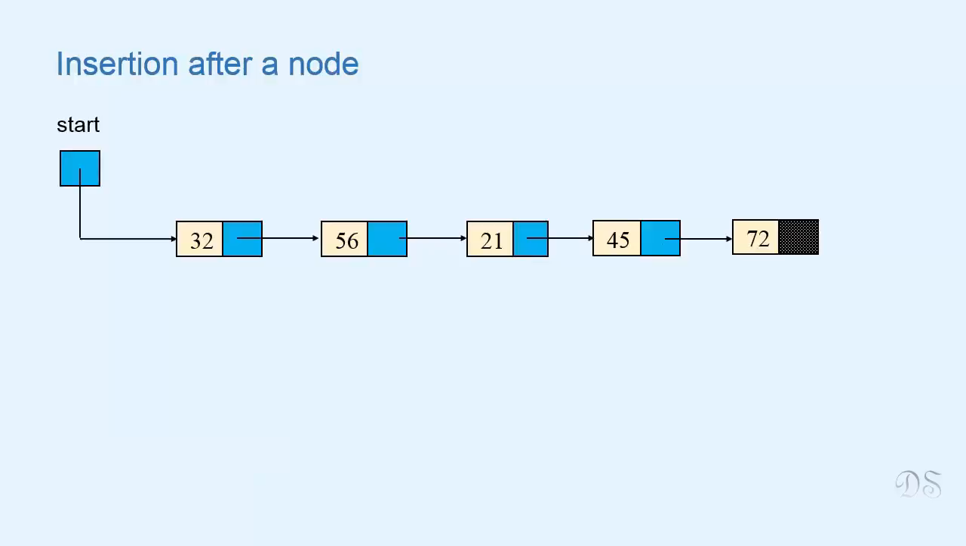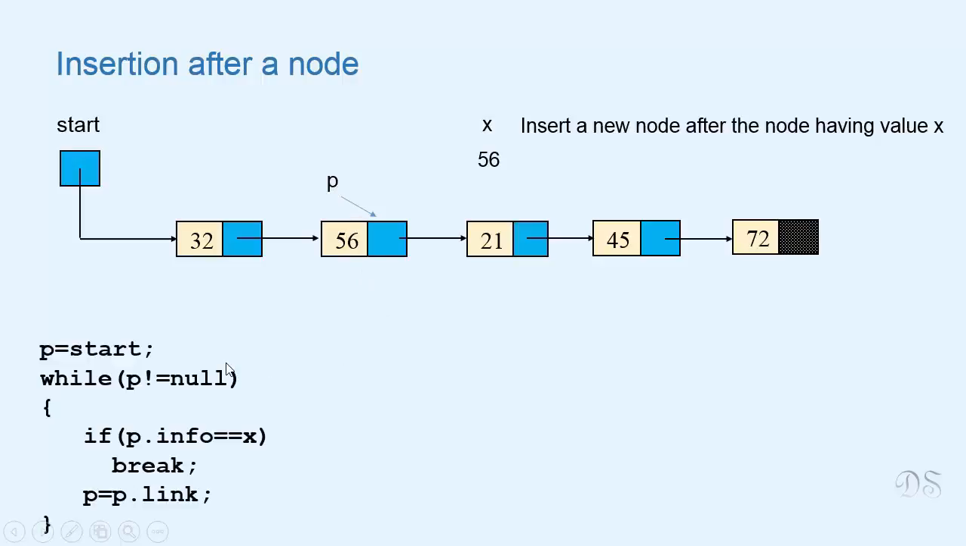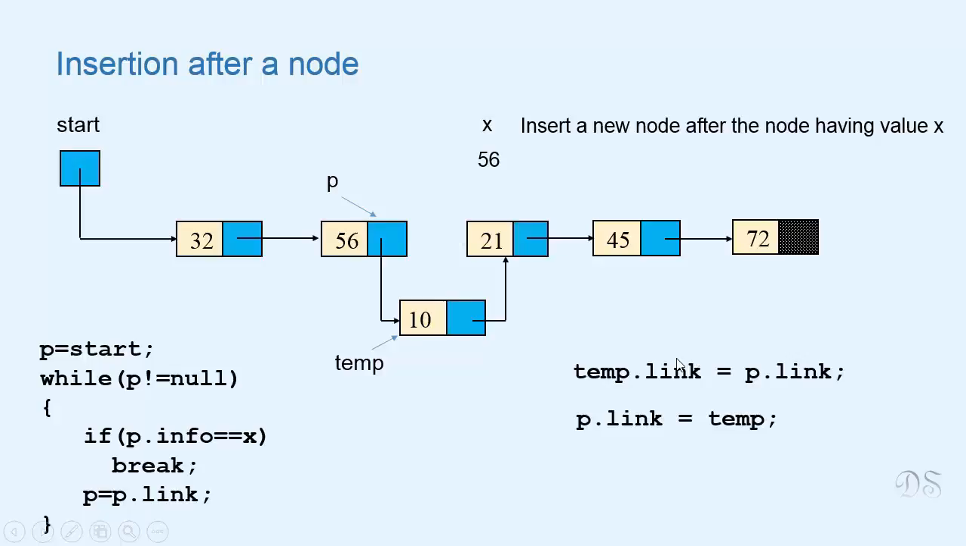First, let's see how we can insert a new node after a given node. Suppose we are given a value x and we have to insert a new node after the node that contains x. If x is 56, then in this list we have to insert a new node after this node. That means we have to insert a new node between these two nodes. And for that we need a reference to this node. We've already seen how we can find a reference to a node that contains value x. After finding this reference, we'll allocate a new node and insert it here in between these two nodes by writing these two statements of insertion. So this is how we can insert a new node after a given node.